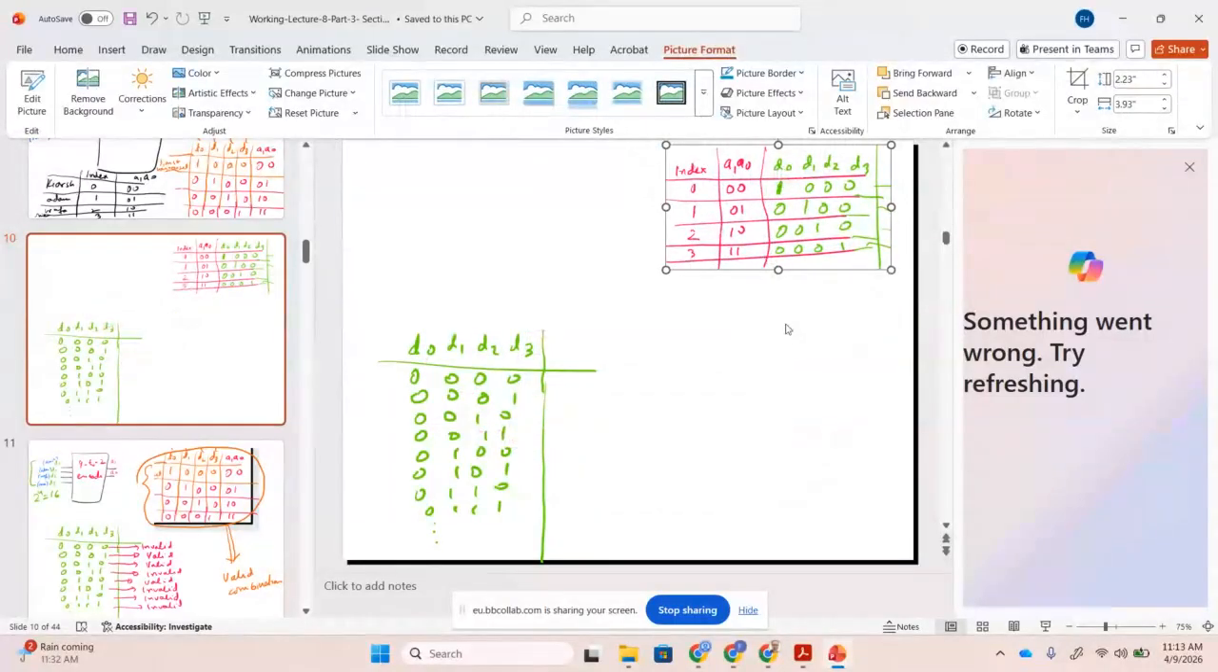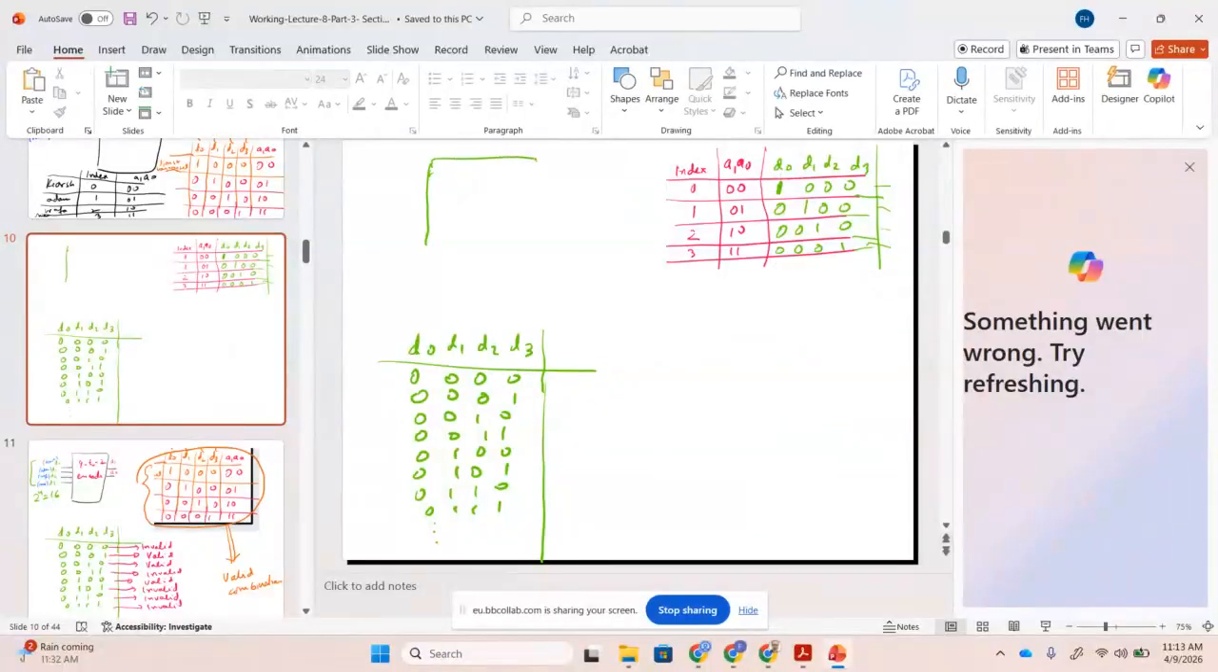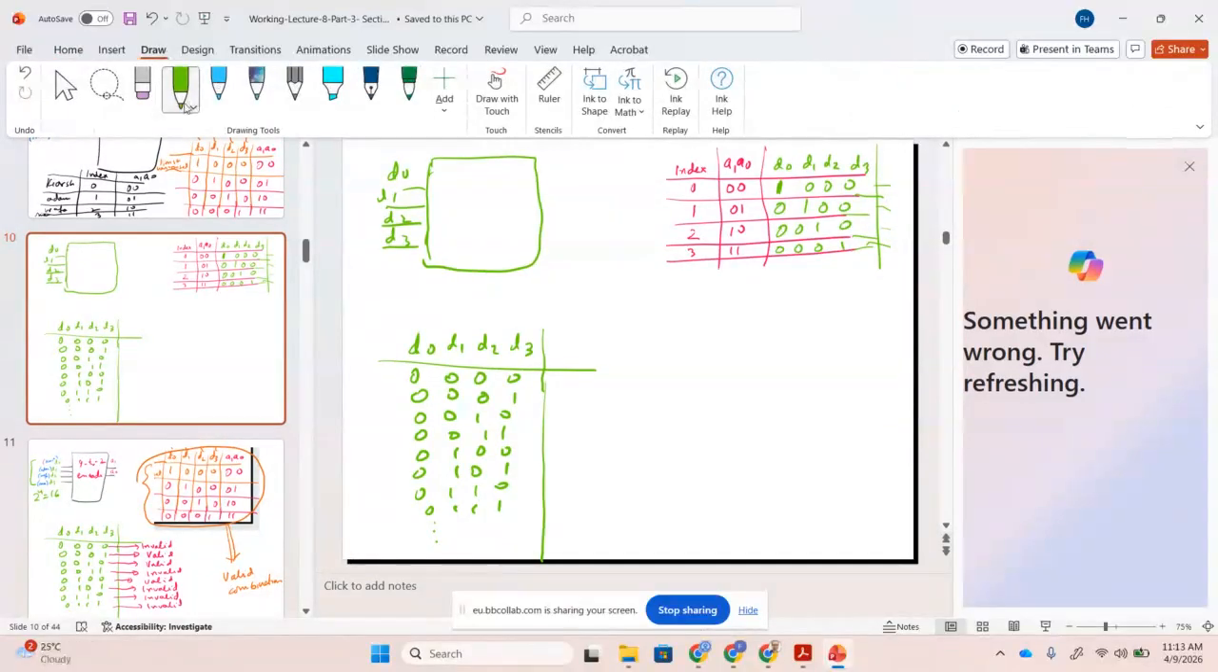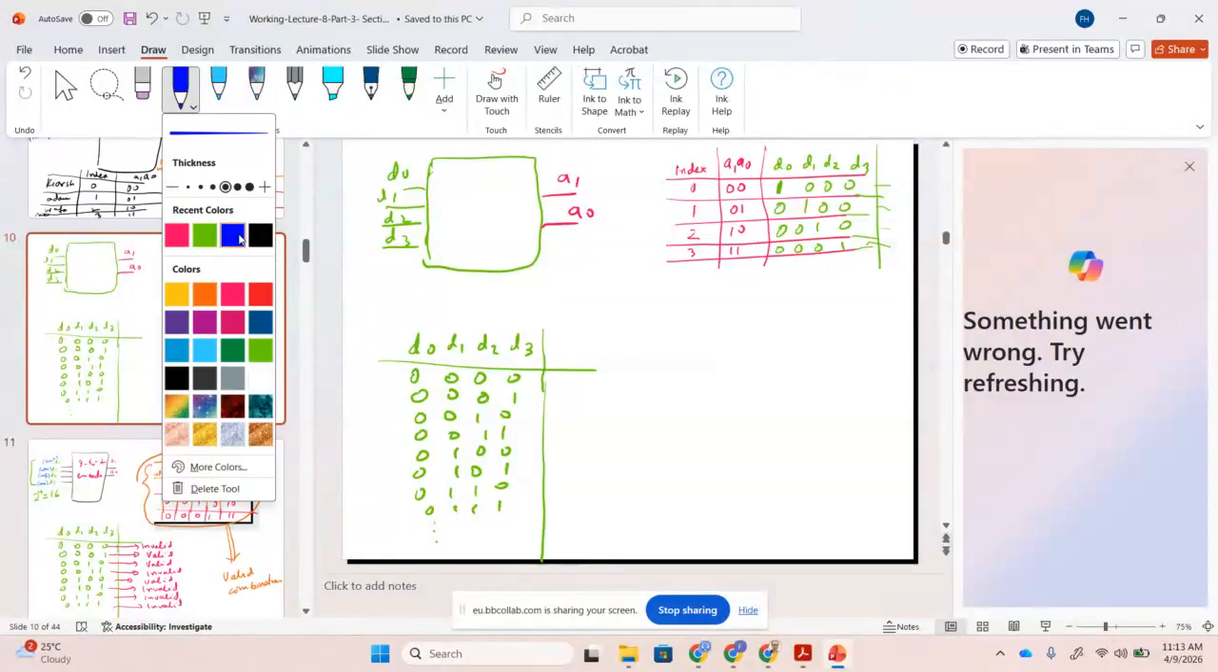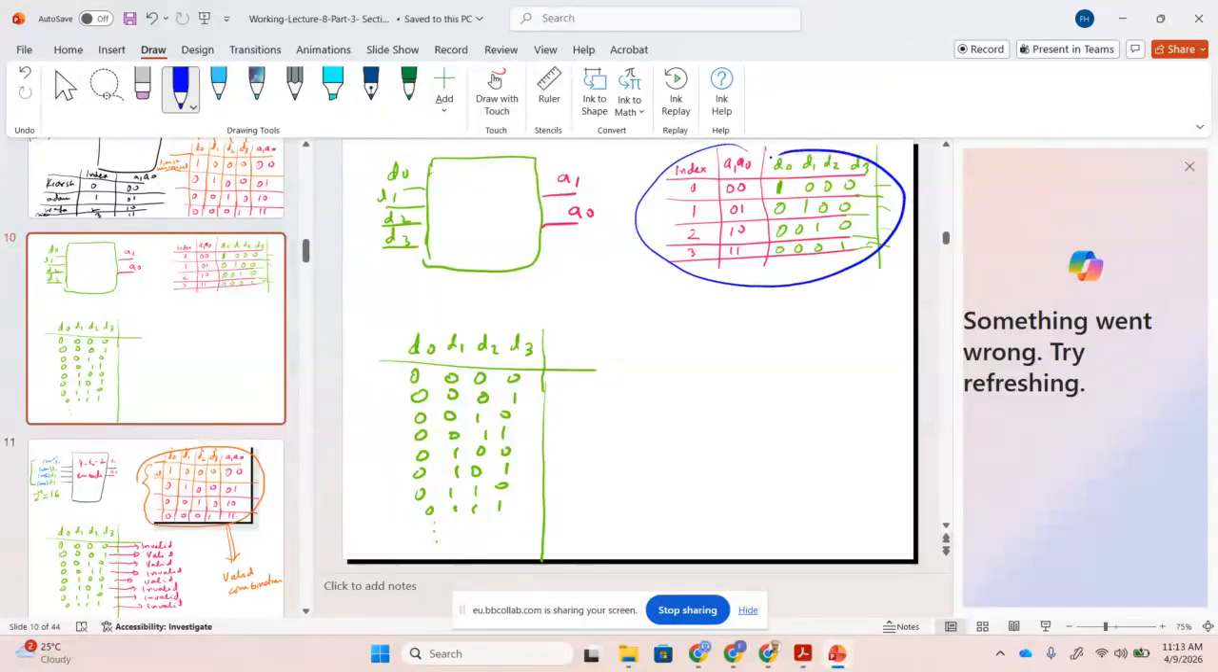Okay, so now this basically, can you see here? Now if we have this encoder, please remember for the encoder, the encoder has four inputs. So the inputs are D0, D1, D2, and D3. And what is the output? Can you tell me? What are the outputs? A1 and A0. Okay, now if we look at all of the possible combinations, please remember these are all the valid combinations.